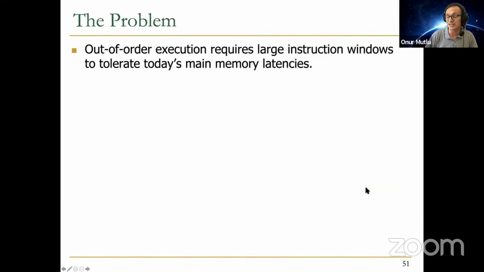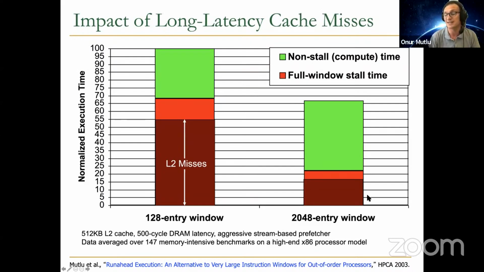And L2 misses will still be responsible for some stalls, but not as much. So you would actually improve performance significantly if you could build a very large instruction window machine. And that's the goal that people had at the time.